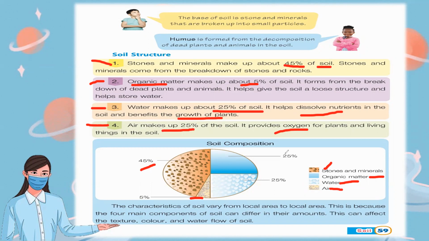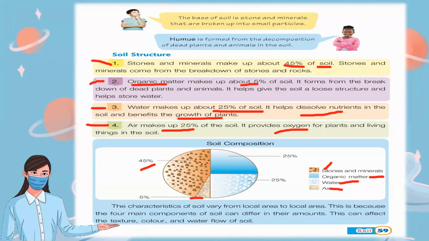Okay, students, you understand? In the soil structure, number one, stones and minerals make up about 45% of soil. Stones and minerals come from the breakdown of the stones. Then the second one is organic matter. Organic matter makes up about 5% of soil. It is formed from the breakdown of dead plants and animals. It helps give the soil a loose structure and helps store water.